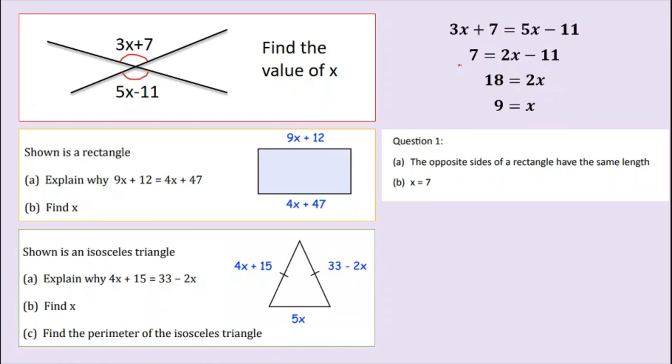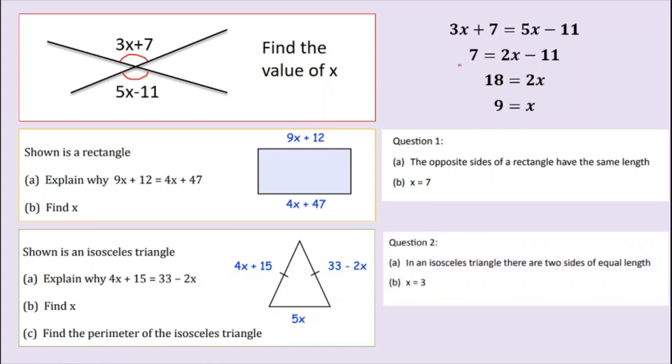On the isosceles triangle, the 2 marked sides are equal because an isosceles triangle has 2 sides that are equal. You can then use those 2, 4x plus 15, equal to 33 minus 2x. If you solve that, you'll find that x is 3, and then substitute x is 3 back into all 3 expressions to get a perimeter of 69. It doesn't give units.